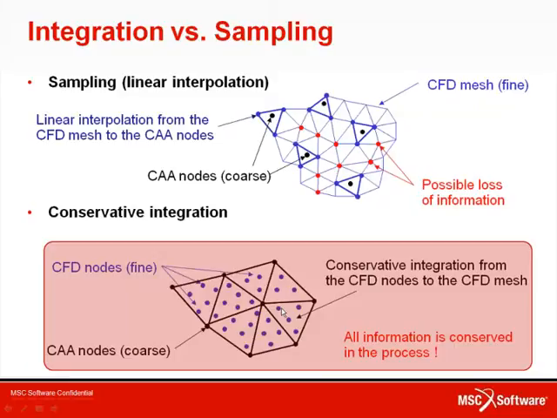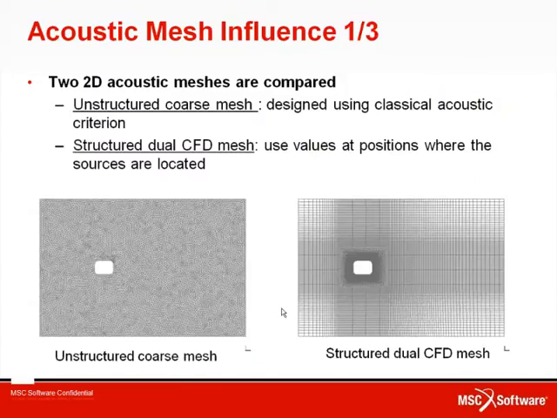And to illustrate the efficiency of the method, the following exercise is performed. So two acoustic meshes have been constructed. The first mesh is unstructured and respects a purely acoustic criterion, and it's referred to as the unstructured coarse mesh in the following. And then this mesh is compared with another mesh that is much finer and that is identical to the CFD mesh.